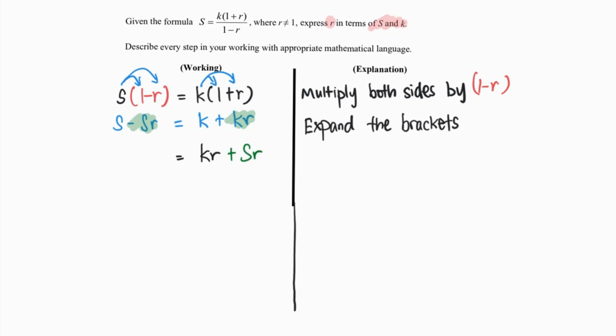And those terms that do not have the R, I'm going to move to the other side of the equation. So at the very same time, I also see a positive K here, so I'm going to minus the K on both sides. So in essence, I'm trying to move all the variables with R to one side.